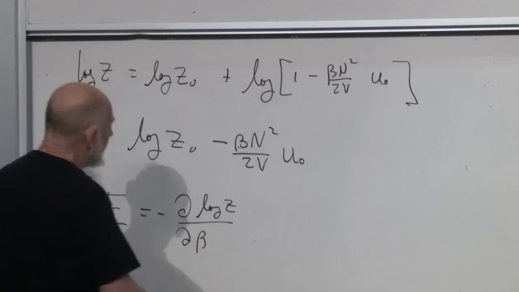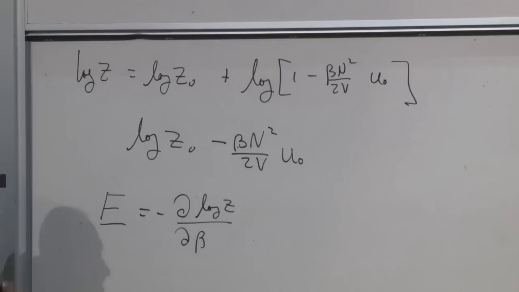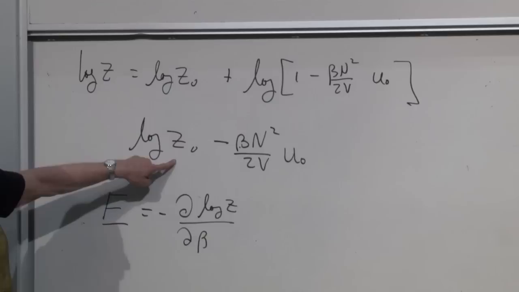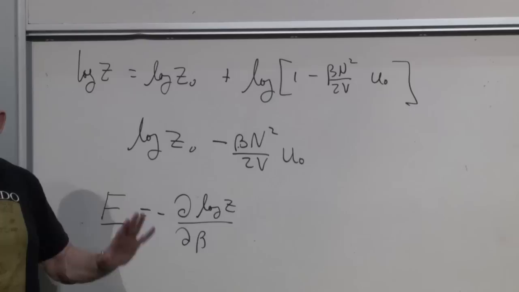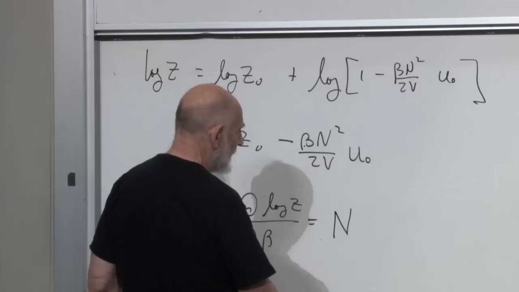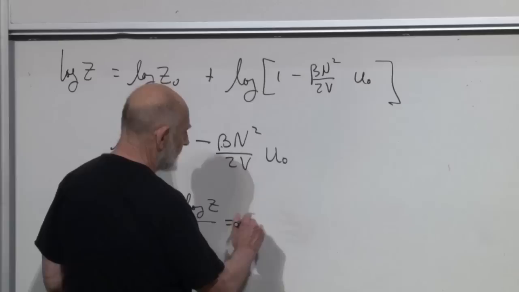All right, we're going to get the first term over here. That's just going to be the original expression that we had for the ideal gas. I don't have to calculate it again. I know what happens if I differentiate log Z0 with respect to beta. I get the energy of the ideal gas at temperature T. So what's the first term? The number of molecules times 3/2 times the temperature. 3/2 N times T.